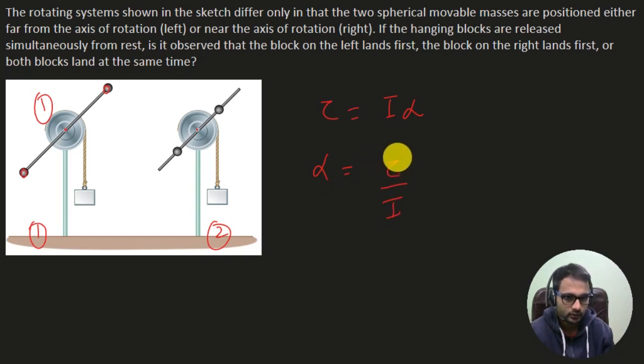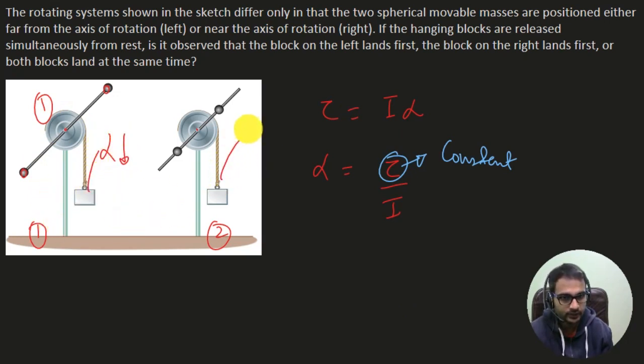Now since this torque is constant, alpha will be inversely proportional to the moment of inertia I. For the first case the moment of inertia is more, so alpha will be less. For the second case alpha will be more because the moment of inertia is less, and thus we can conclude that the second block will reach the ground first, and the left block will reach the ground last.